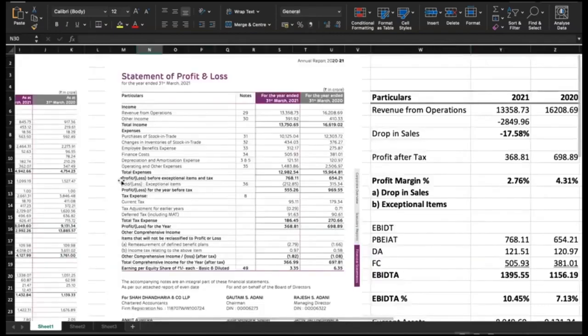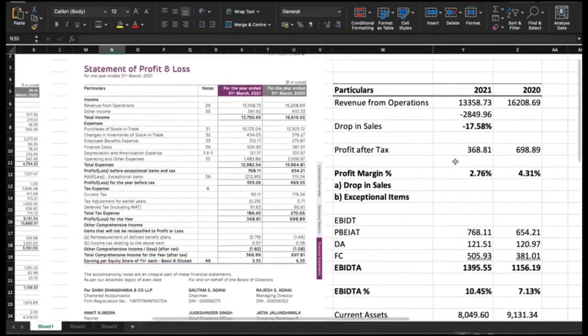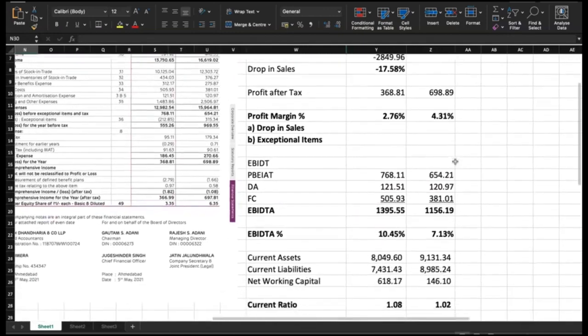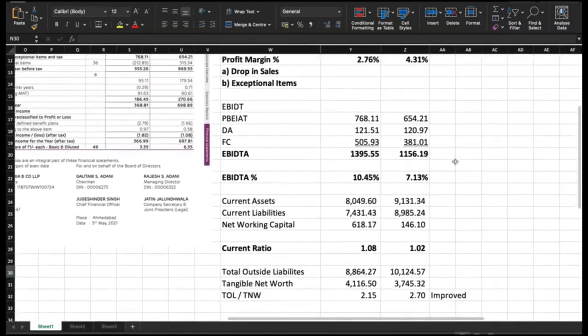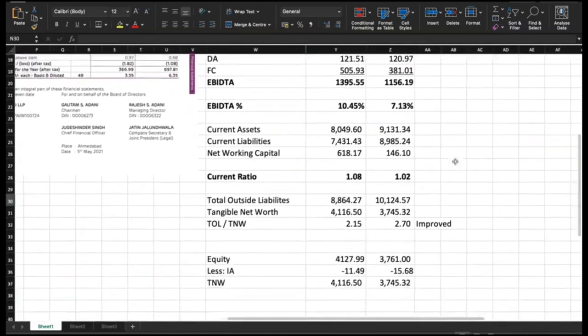Okay, so in this video what we have seen is the movement in sales, the profit margin, EBITDA margin, short-term solvency current ratio and long-term solvency TOL by TNW.